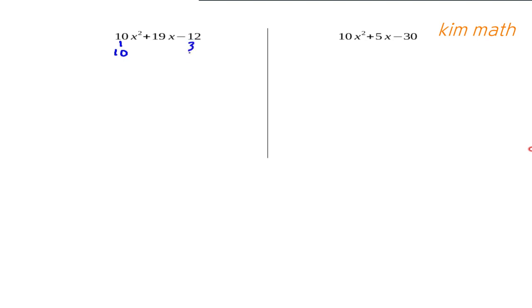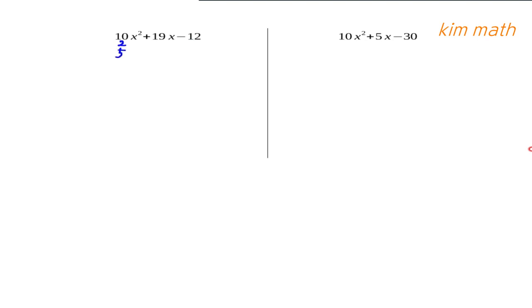3 and 4, 34. 19 is not possible. How about 4, 3? 40 and 3, not possible. 6, 2, 62, 19 cannot be made. 12, 1, 121, 19 is not possible. Which means 1 and 10 is not a good choice, right? So the next trial is 2 and 5.